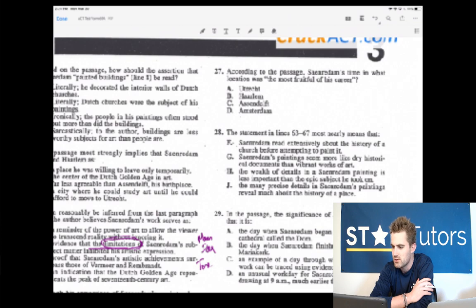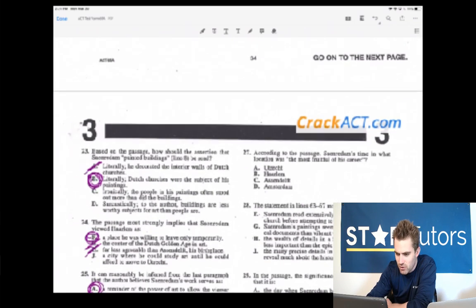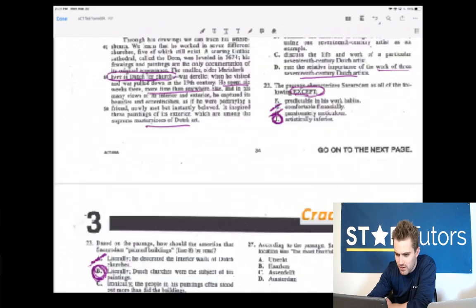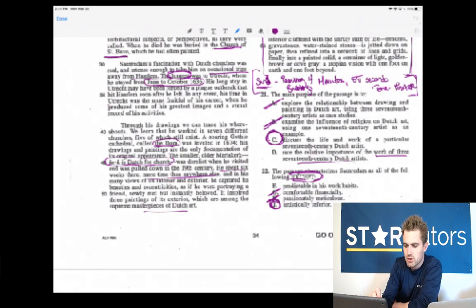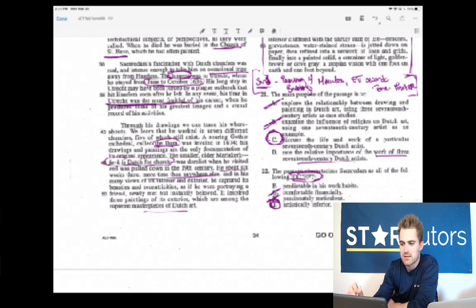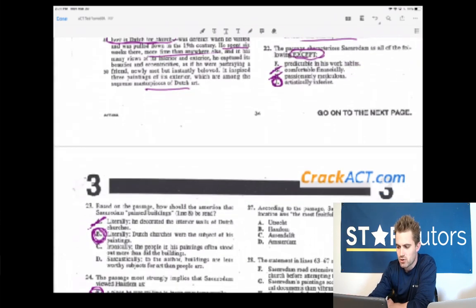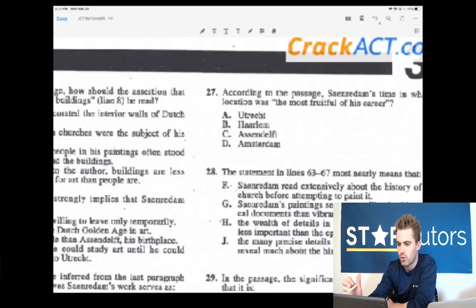According to the passage, Sandrum's time in what location was the most fruitful of his career? It was where he was doing that, it was like Utrecht, right, I think? It was the most, yeah, look at this, guys. So anytime you see the words according to the passage, and you see one-word answer choices, so this is key, because these questions are so easy.